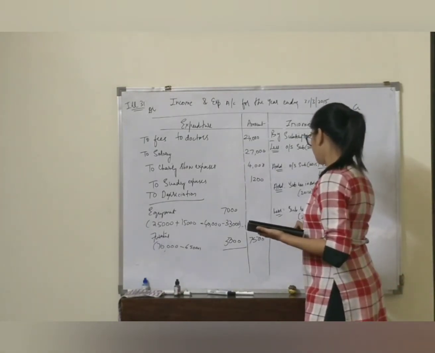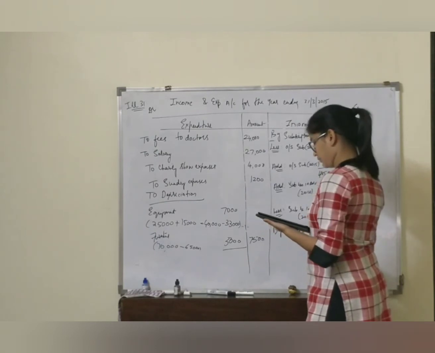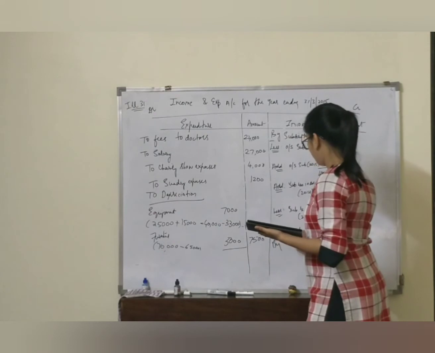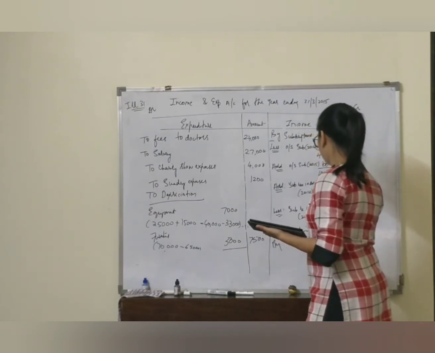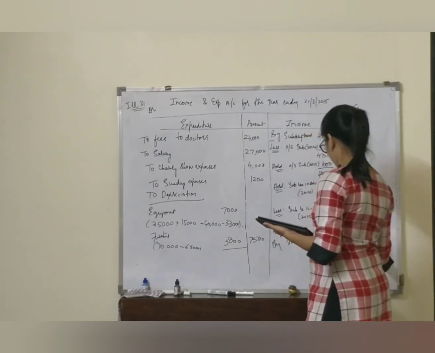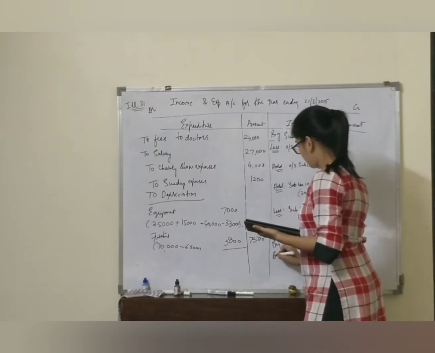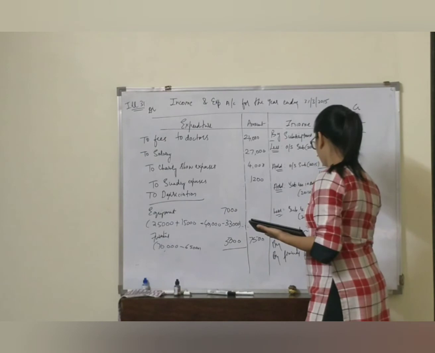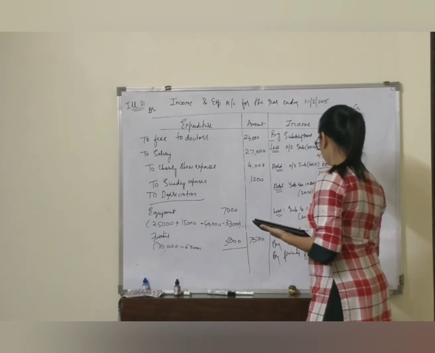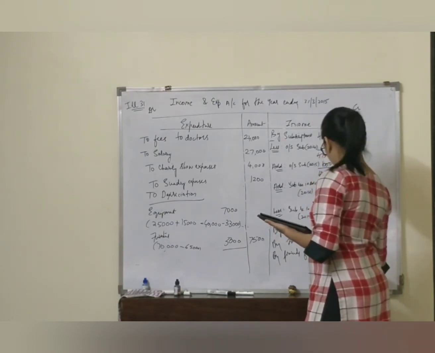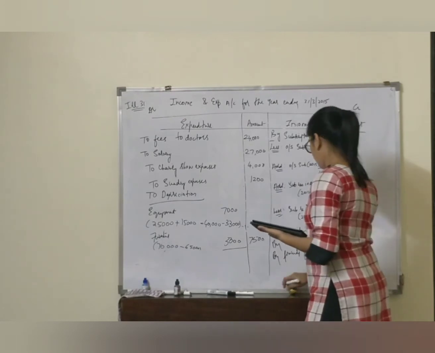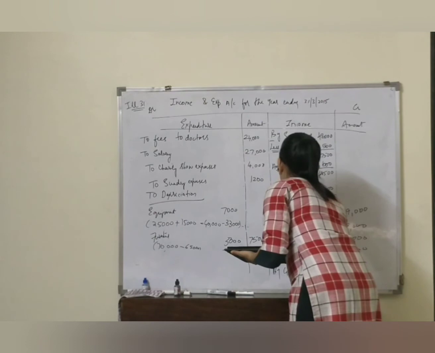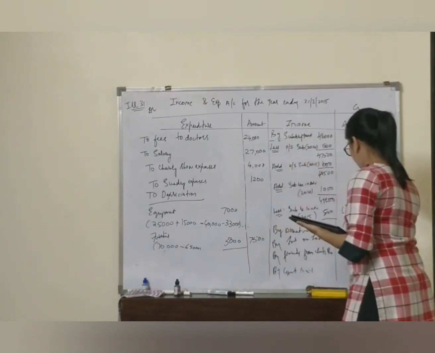Next we have by donations 15,000. By interest on investment 9,000. By proceeds from charity show 12,000. By grant in aid 20,000.